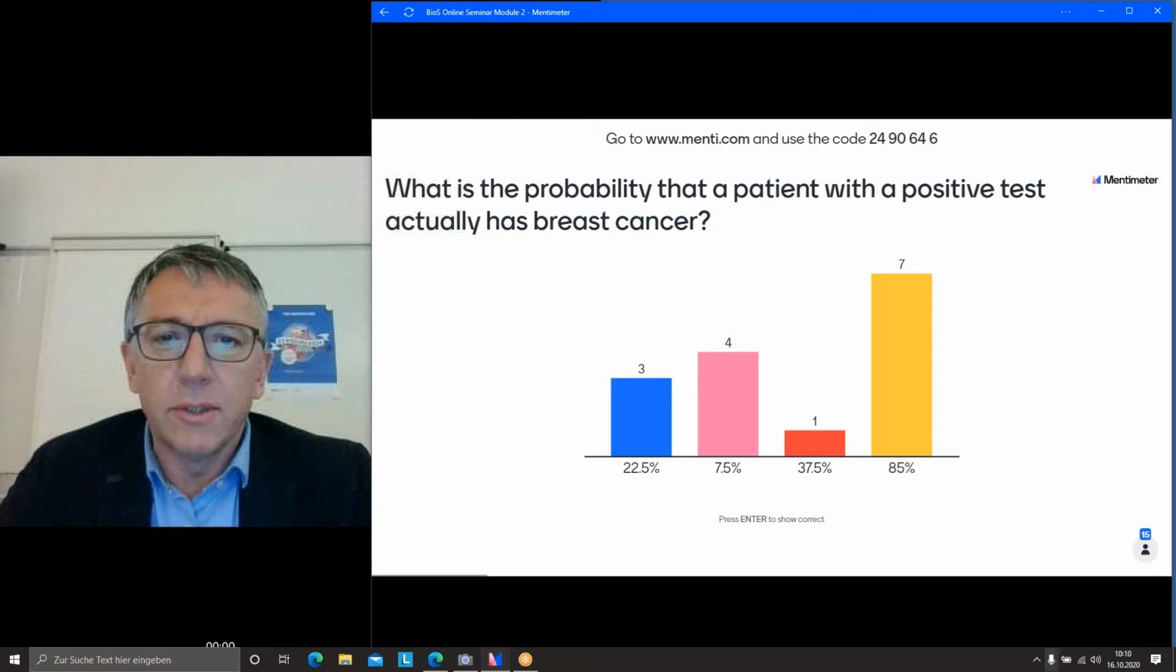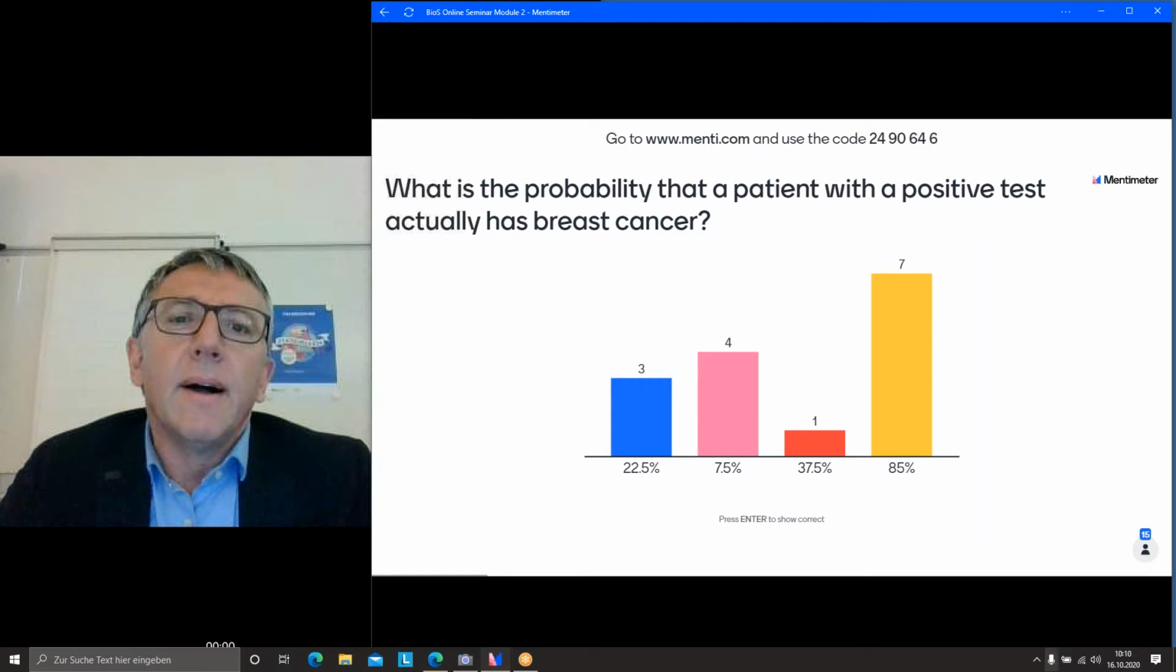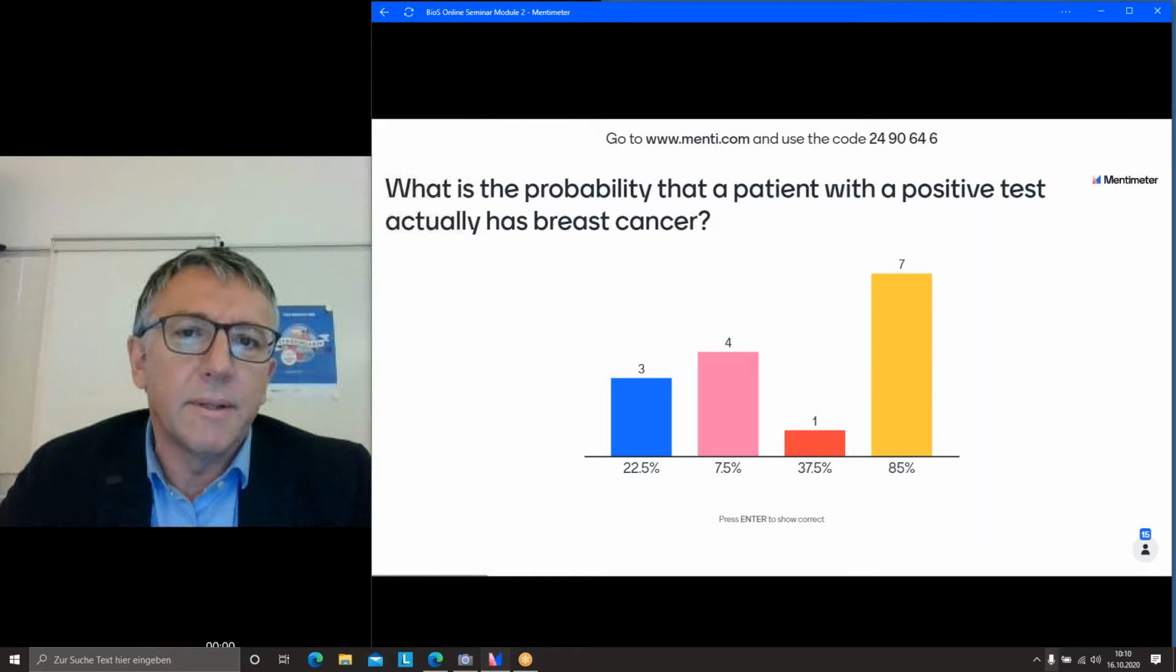So you go to the doctor, you're concerned about having breast cancer. You decide to go to a screening test and you obtain the result that you have a positive indicator for breast cancer. What is the probability that you actually have breast cancer?